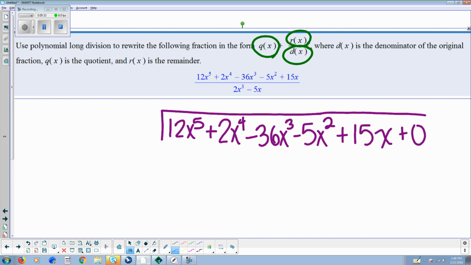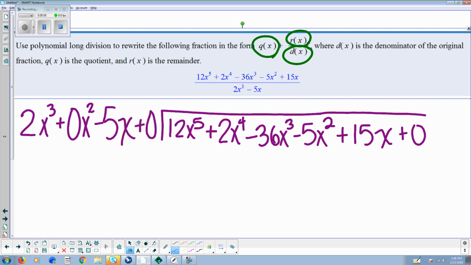Okay, in my divisor, I'm also going to write all of the terms in descending order. But if you'll notice here, we are missing x to the 2nd power in our divisor. So I'm going to write that with a 0 coefficient. So I will write 2x to the 3rd plus 0x to the 2nd. I don't want to skip any powers of x. Minus 5x to the 1st plus 0 is my constant term.